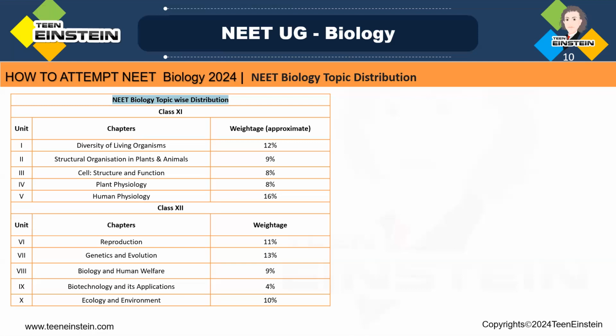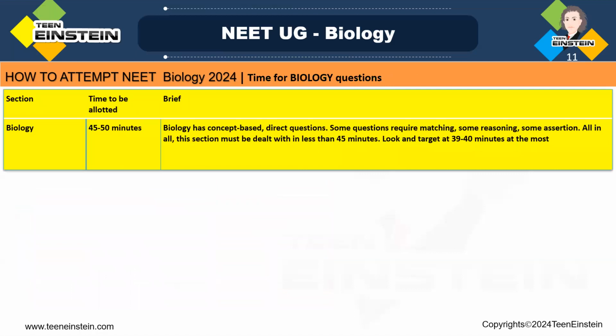Okay, so here we need to learn the idea to crack the NEET biology in 45 minutes, because we said in biology you will get almost all direct questions. So if you are spending 45 to 50 minutes maximum for biology, then the remaining time you can utilize for the problem solving in physics and chemistry. So that's what we are saying, biology 45 to 50 minutes. Because biology is concept based, direct questions, some questions require matching, some are reasoning type, some are assertion type. In all these sections, you should complete within 45 minutes. Okay, so you should target like that.